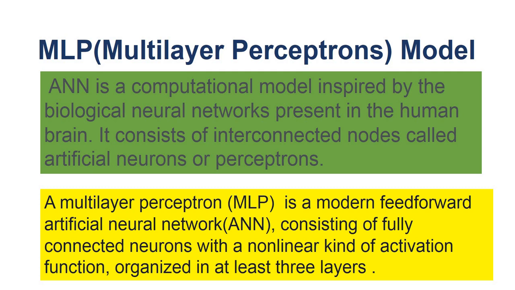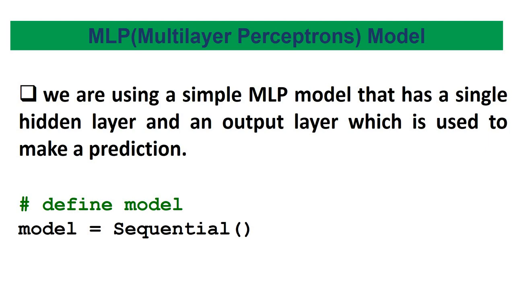Now, how is MLP different from a normal ANN? An MLP consists of fully connected neurons with a nonlinear activation function, organized in at least 3 layers. At least 3 layers means 1 input layer, 1 hidden layer and 1 output layer. That is sufficient. Now we are using a simple MLP model that has a single hidden layer and an output layer, which is used to make predictions in this particular case study or example.